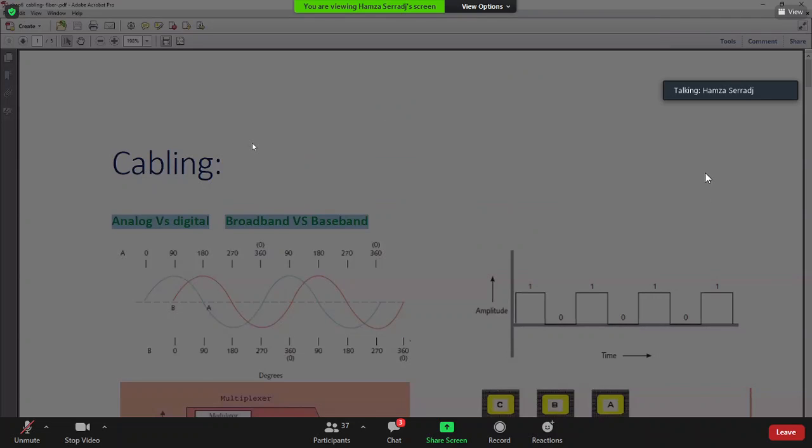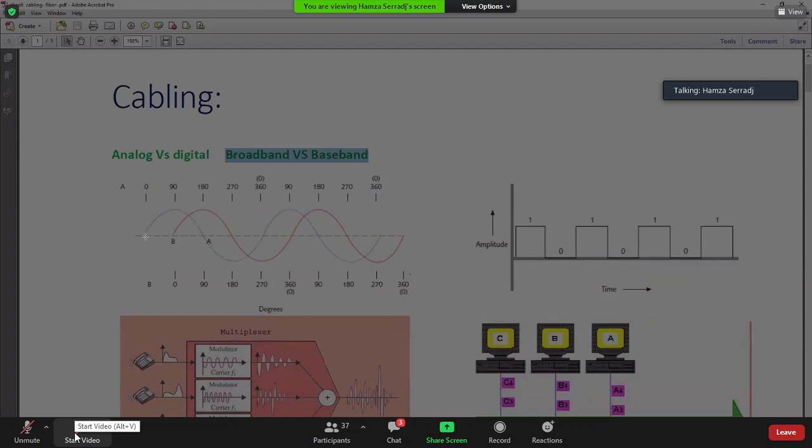We study the Wi-Fi. So analog versus digital. Okay, we have analog signals, we have digital signals. Same case, we can say broadband versus baseband for longer distance, and the carrier for the distribution of the one or whatever higher signal here.